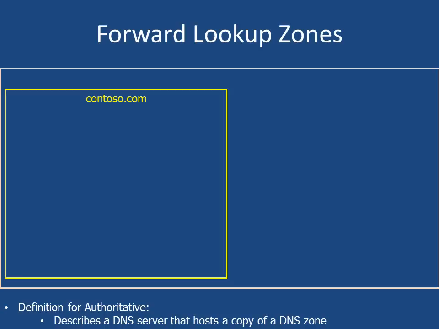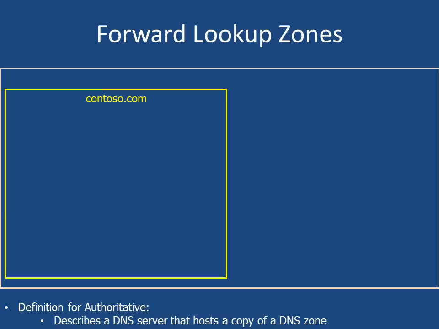So let's have a look at forward lookup zone. A forward lookup zone simply is the place where A records are stored. There are other records stored within it, but the main reason for forward lookup zones is to store these A records, which map the FQDNs to IP addresses.